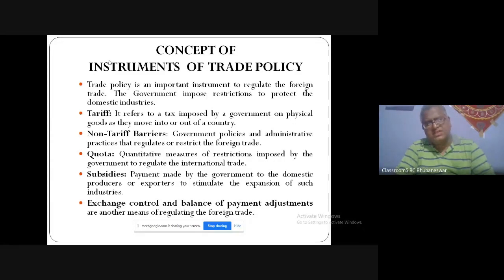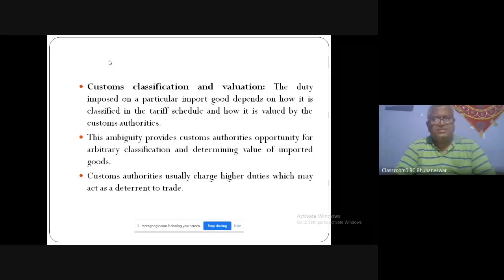The government is always focusing on subsidizing exporters to stimulate the expansion of their business, or to promote a particular type of business in such a situation. That's called trade policy. Another one is exchange control or balance of payment adjustment. How is it adjusted? Foreign trade regulation is necessary for adjustment.